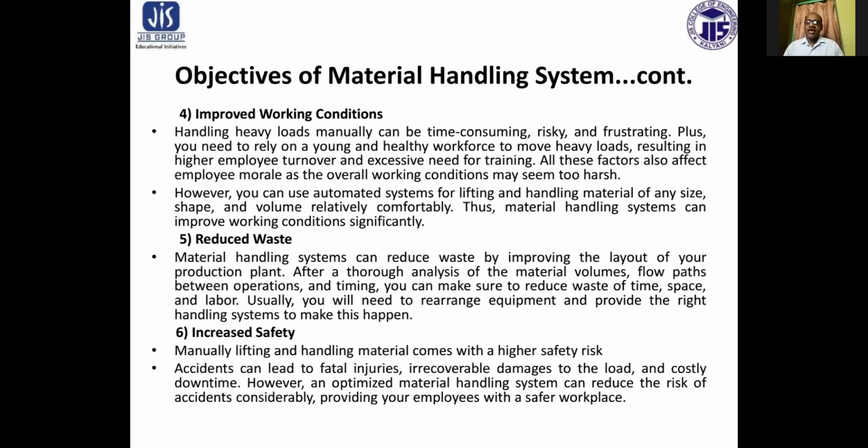Reduce waste is another objective. A material handling system can reduce waste by improving the layout of the production plant. After a thorough analysis of material volume, flow paths between operations and timing, one can make sure to reduce waste of time, space and labor. Usually, we need to rearrange equipment and provide the right handling system to make this happen.